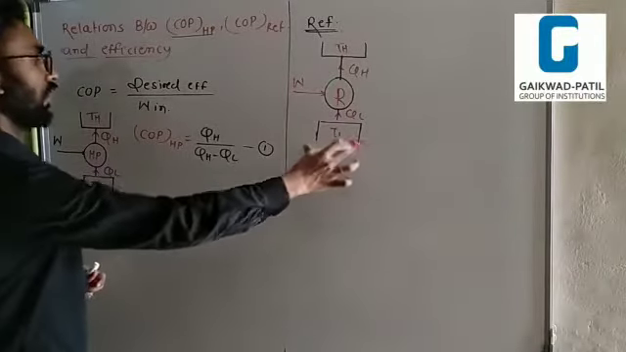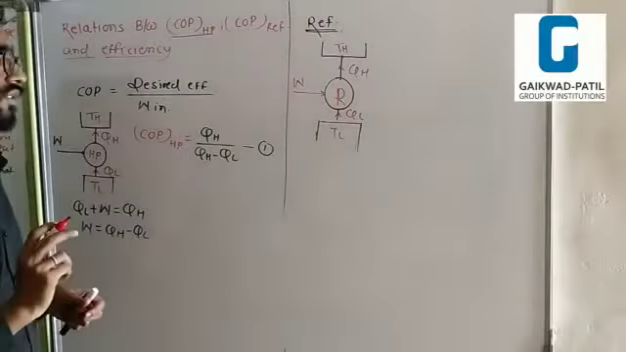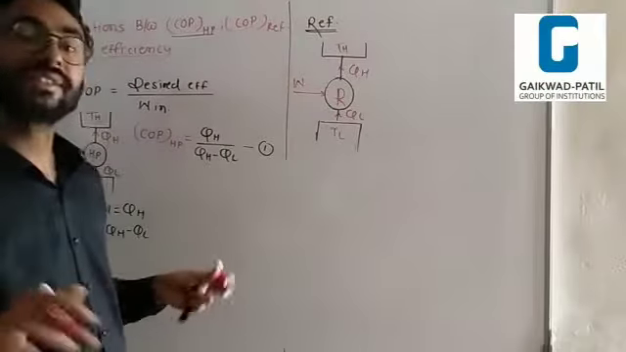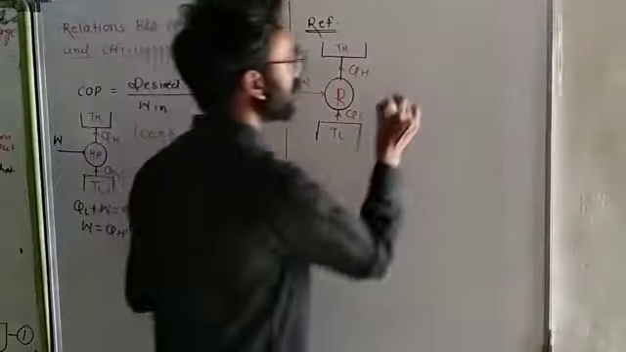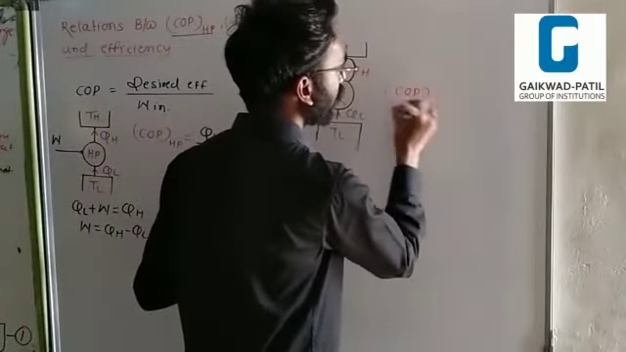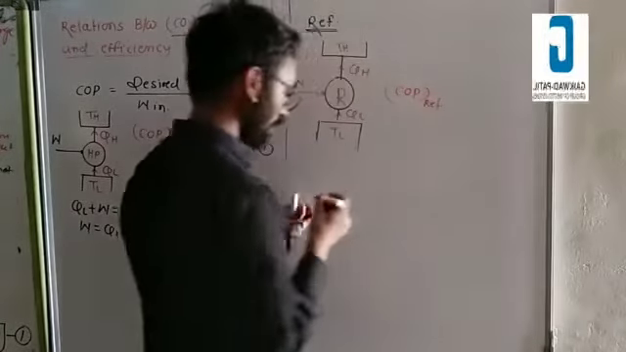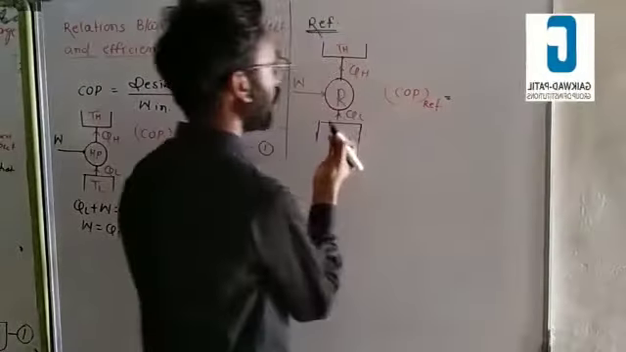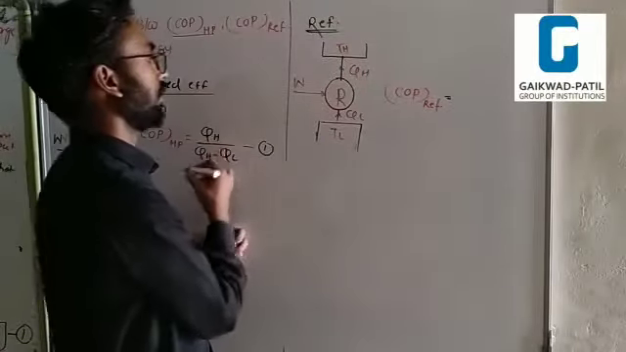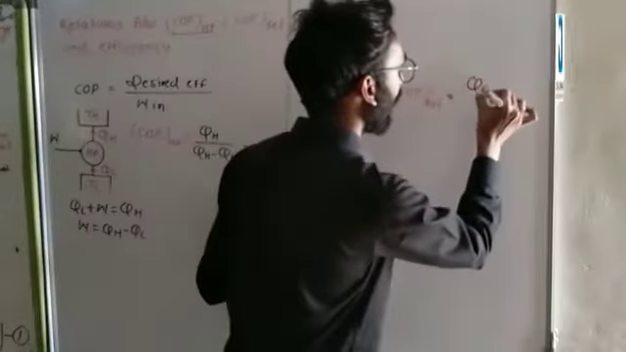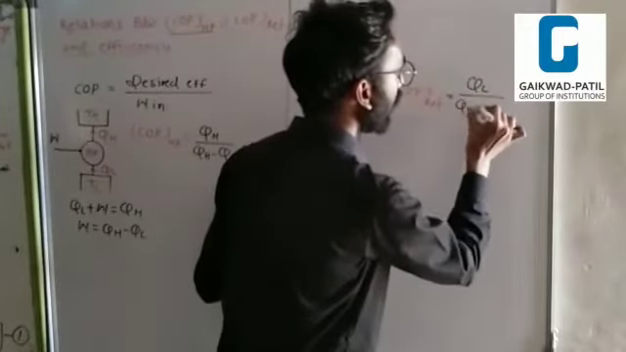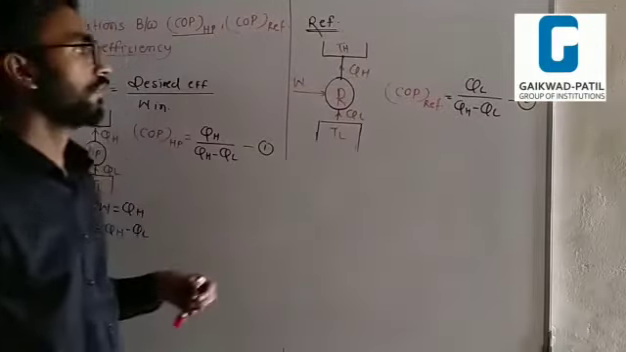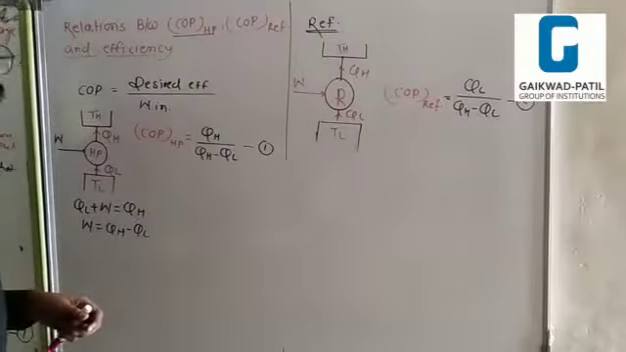What is the desired effect in the case of the refrigeration? You want to maintain the lower temperature as compared to the surrounding. COP of the refrigeration is equal to, in this case QL will be the desired, over again QH minus QL. This is equation number 2.